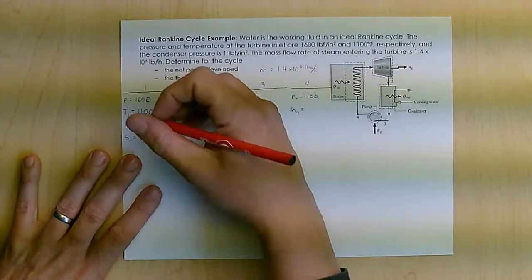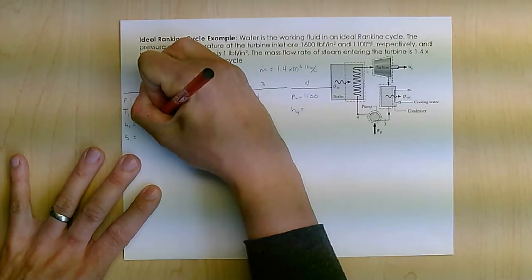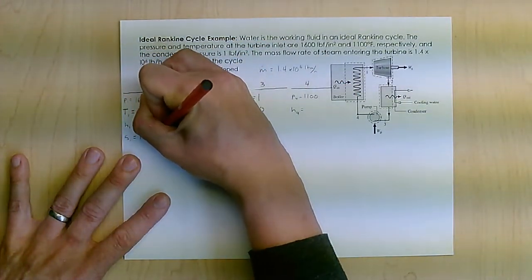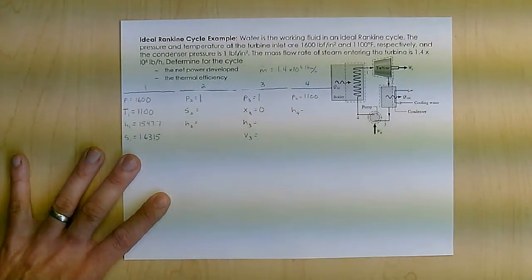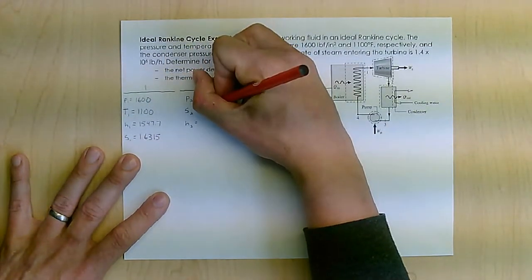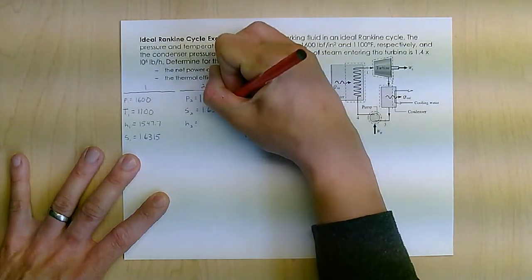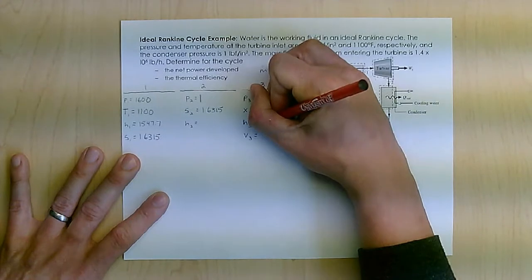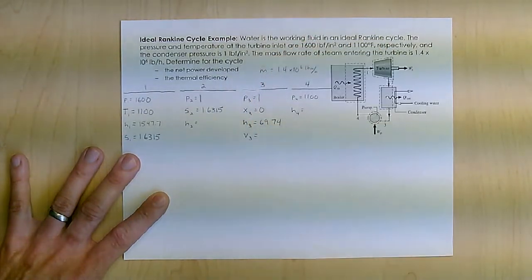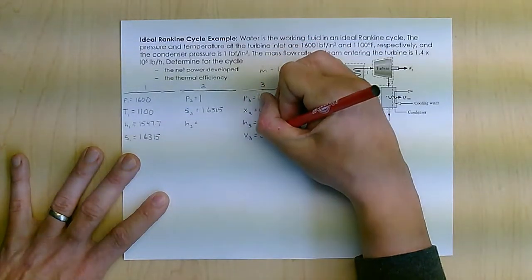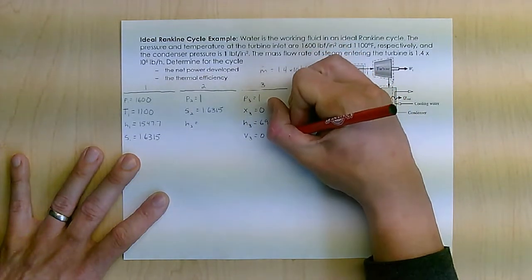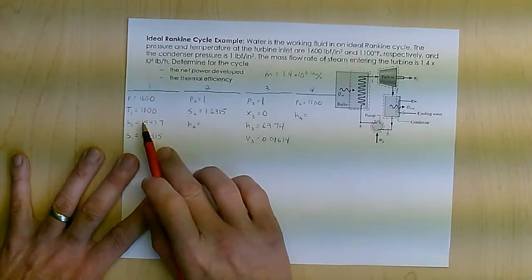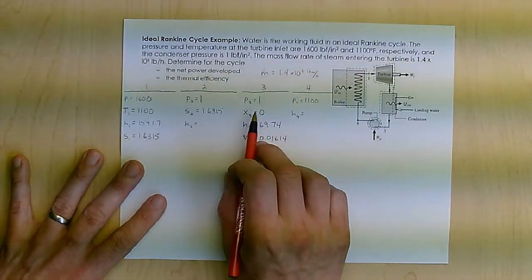Let me go ahead and jot these down. H1 was 1547.7. S1 was 1.6315. That means S2 is also 1.6315. Moving on to state 3, H3 is 69.74. V3 was 0.01614. So now I've set state 1 and state 3.